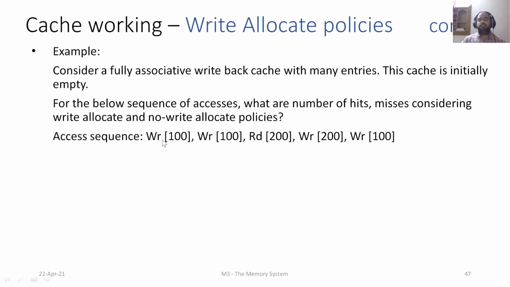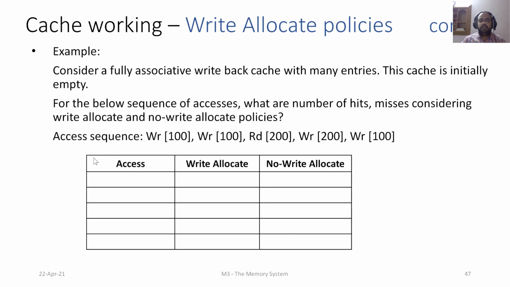We have a write request to location 100, then another write request to location 100, then we have a read request to location 200, followed by a write to 200, and then again we have a write request to 100. Now let's study each of those accesses, because both the caches, either the write allocate and no write allocate, are starting cold.